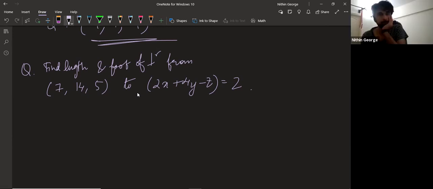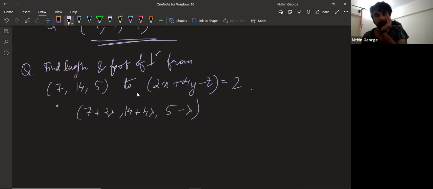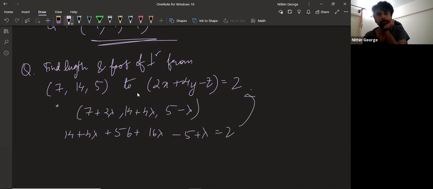Let's find out. So the point will be 7 plus 2 lambda, 14 plus 4 lambda, and 5 minus lambda. Now this lies on the plane, so 14 plus 4 lambda plus 56 plus 16 lambda minus 5 plus lambda equals 2. Here 14 plus 56 is 70, 70 minus 5 is 65. Then you have 21 lambda equal to... so lambda is equal to minus 53.